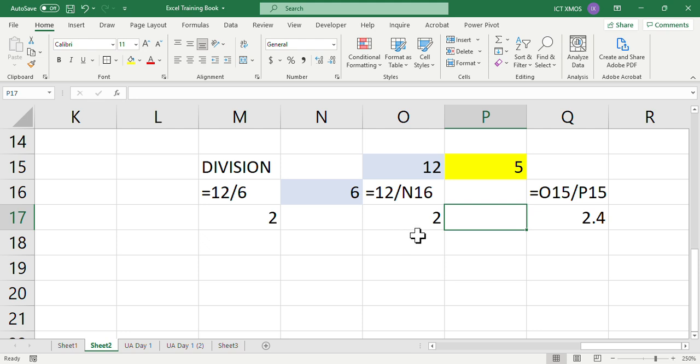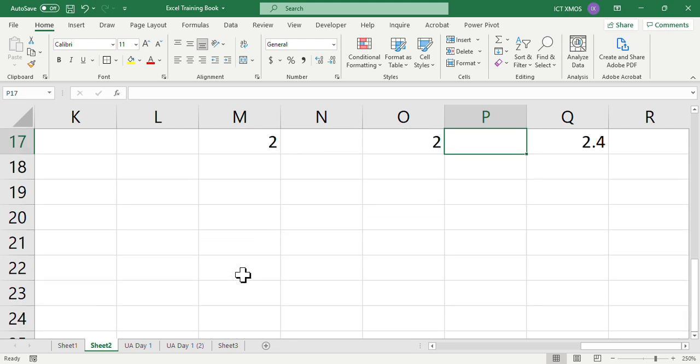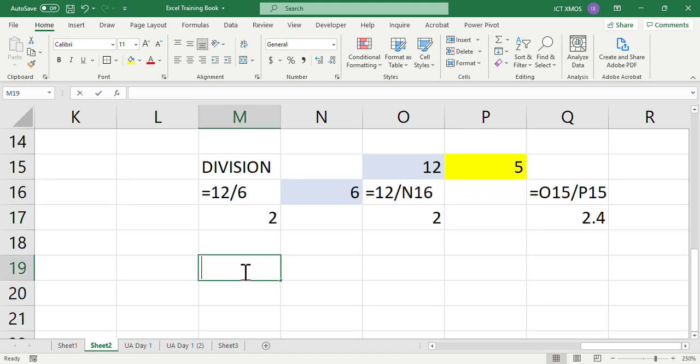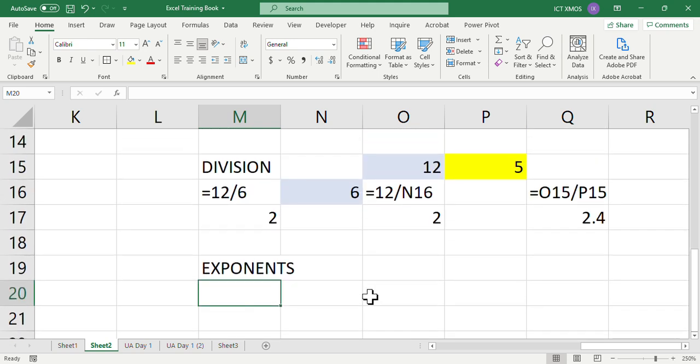Now for the one we have now, exponents. The last one. This is where we may stop today because my battery is already going low. So exponents. This is how exponents work. You can have it this way: exponent, 12 raised to power 2.